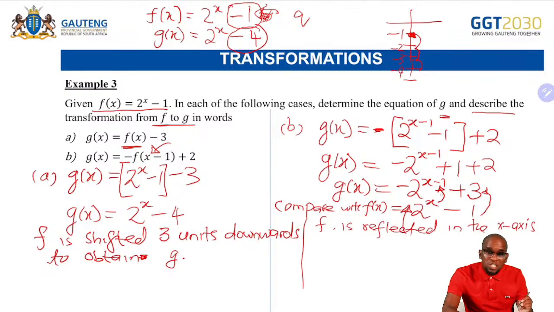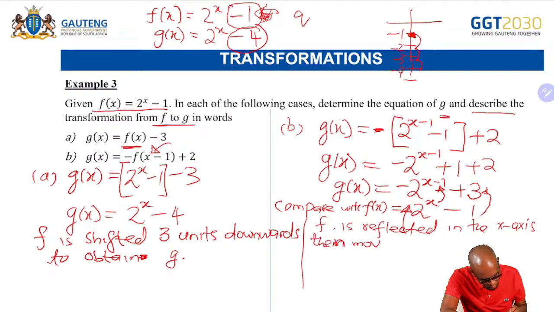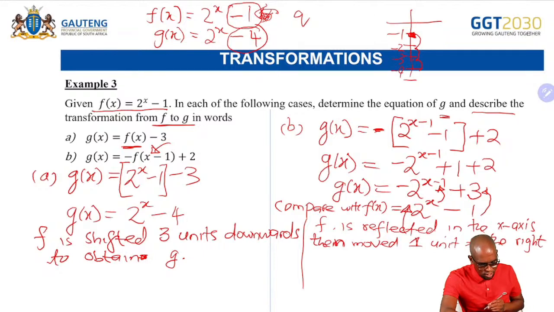What is the transformation that changed x to x minus 1? It's a horizontal translation. Then moved 1 unit to the right.